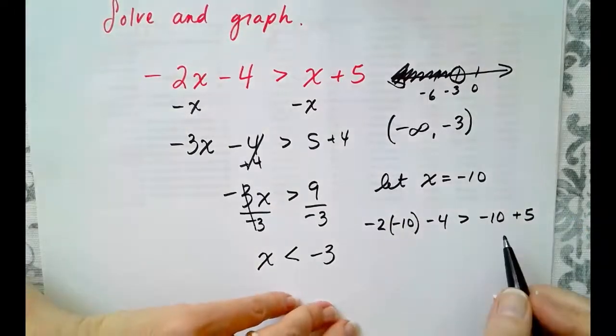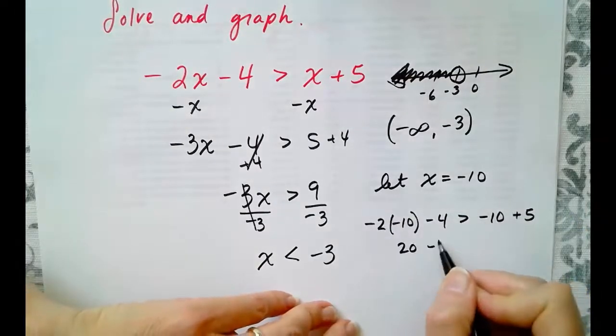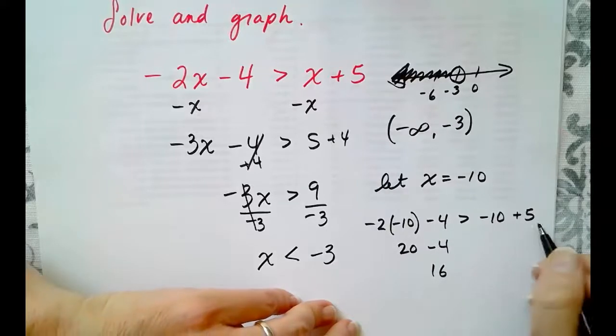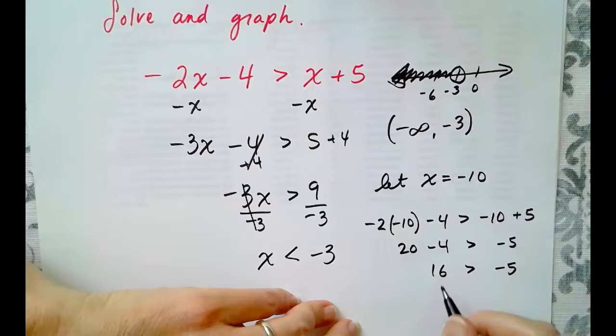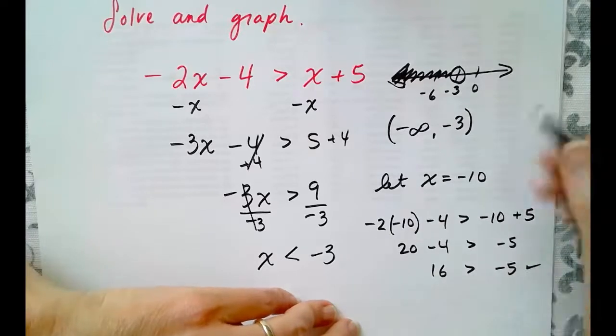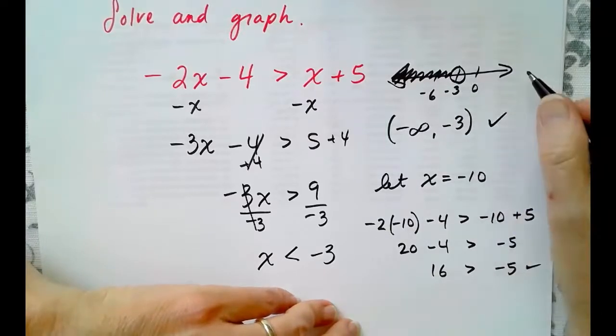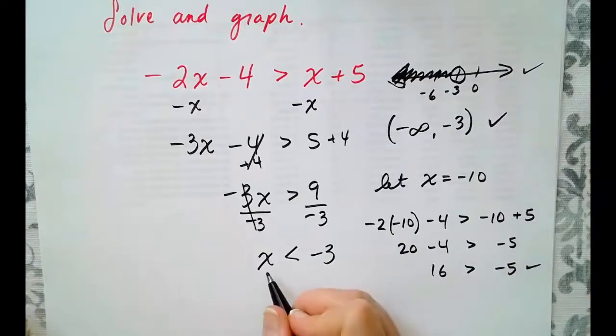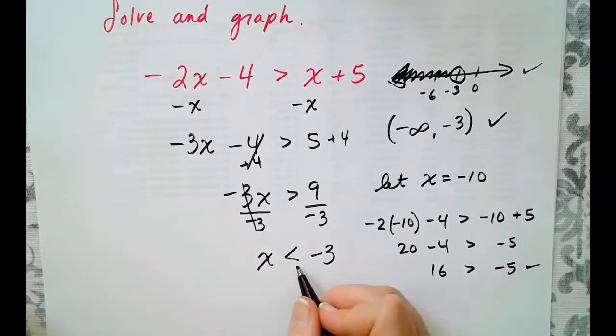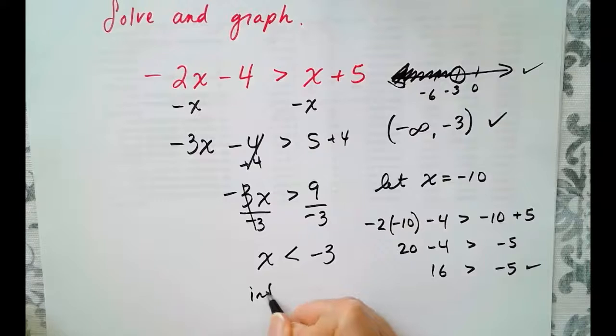So follow order of operations here. 20 minus 4 is 16. -10 plus 5 is -5. And yes, indeed, 16 is greater than -5. So our solution set checks. Once again, remember, our answers are all numbers that are less than -3. So this is an infinite set of answers.